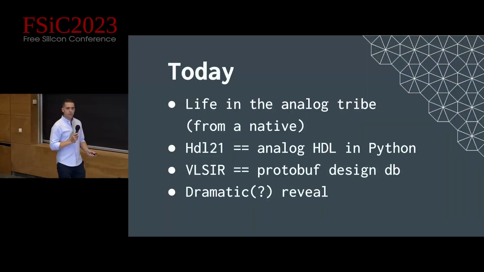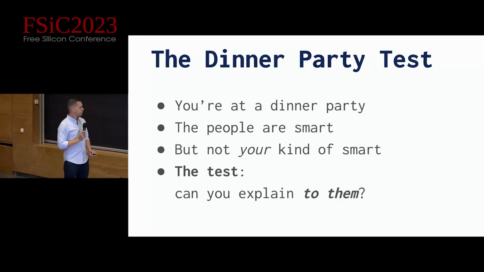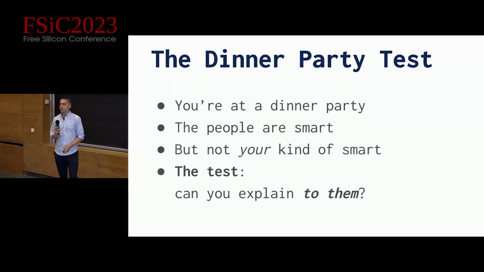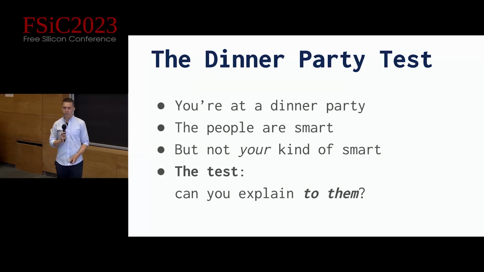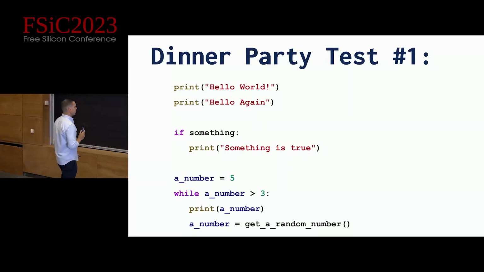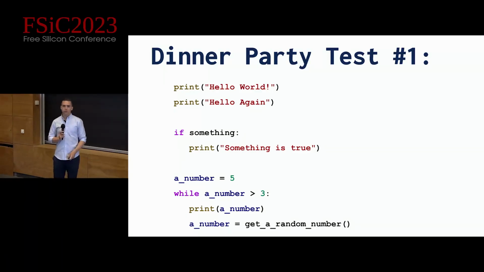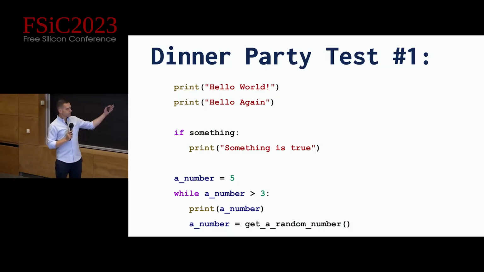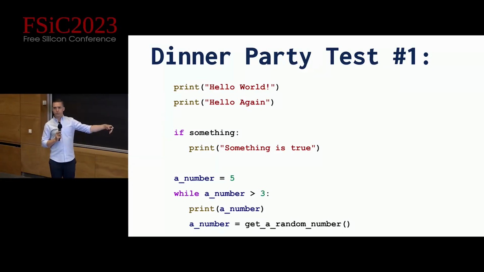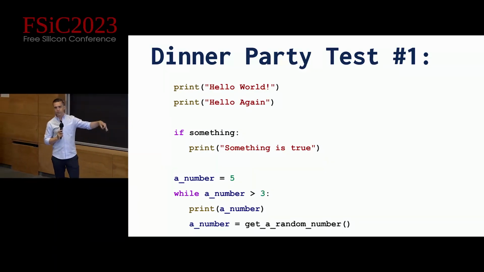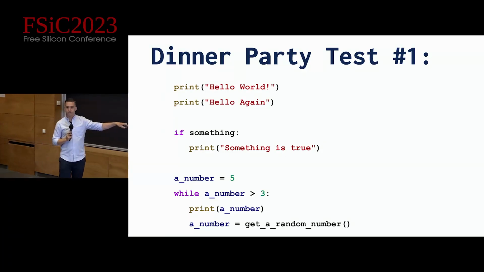So the 2 pieces of software are going to be called Hdl21, and another one that's going to be more of a surprise. To introduce what Hdl21 is for, I have a little thought experiment I call the dinner party test. It's basically how well do you understand something? Can you explain it to people who are smart but don't know your stuff? A couple quick examples. If you're asked to describe, say, to your mom or someone you meet at a dinner party, what is this? My description is kind of, this is like a list of instructions for your computer to run. It kind of goes top to bottom. It does one thing, then the other.